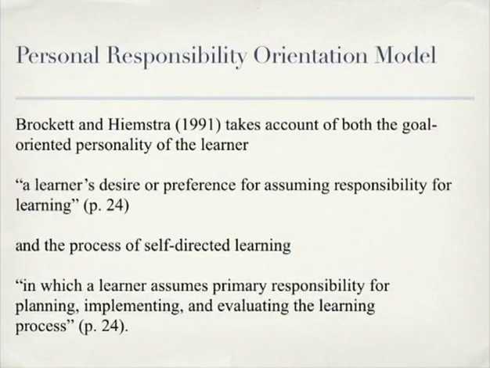The personal responsibility orientation model, or PRO, proposed by Brockett and Hiemstra, takes account of both the goal-oriented personality of the learner, quote, a learner's desire or preference for assuming responsibility for learning, end quote, and the process of self-directed learning, quote, in which a learner assumes primary responsibility for planning, implementing, and evaluating the learning process, end quote. Their comments about the process of self-directed learning are similar to what Knowles and Tough described, but as Merriam and all note, the notion of personal responsibility, quote, is the point of departure for understanding their concept of self-directed learning, end quote. The PRO model is grounded in the idea that humans strive to achieve their potential. The model also recognizes the importance of contextual factors in self-directed learning.